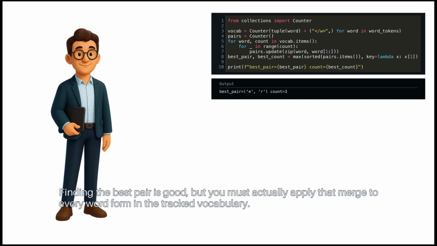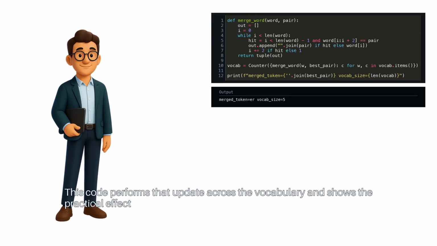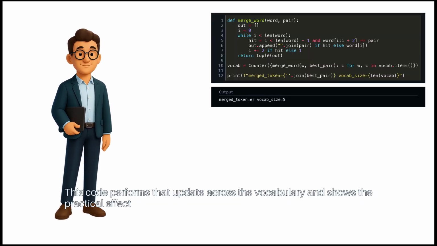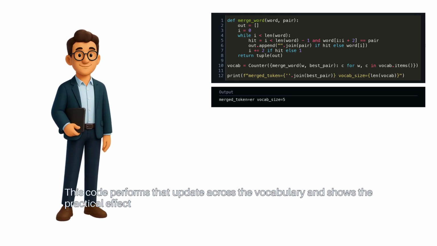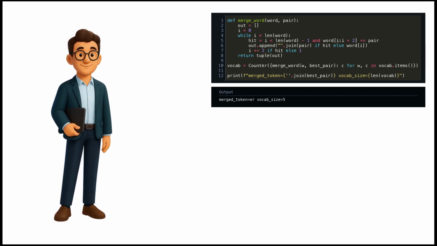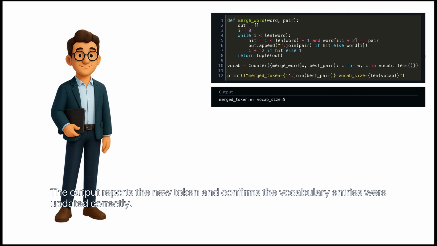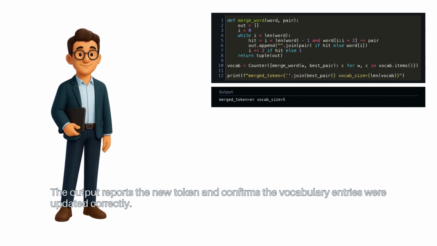Finding the best pair is good, but you must actually apply that merge to every word form in the tracked vocabulary. This code performs that update across the vocabulary and shows the practical effect. Repeated adjacent matches of best pair are replaced by a single join token using the merge word helper. The counter rebuild keeps word counts associated with their newly merged symbol tuples, so frequencies stay attached. The output reports the new token and confirms the vocabulary entries were updated correctly.